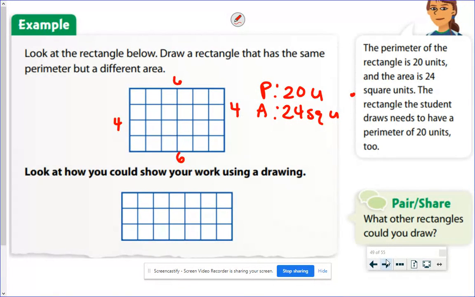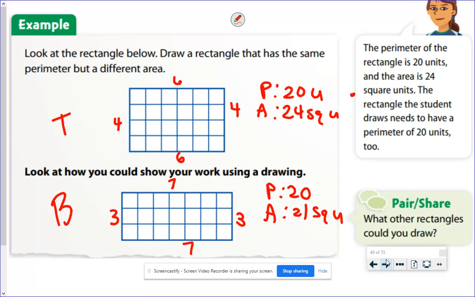And this one right here has a perimeter also of 20 because 3 plus 7 is 10, and double that for the other two side lengths, that is 20 again. But the area for this one, 3 times 7, is going to be 21 square units. So comparing the area of the shape at the top to the area of the shape at the bottom, the area of the top rectangle is greater than the area of the bottom rectangle. 24 square units is greater than 21 square units.